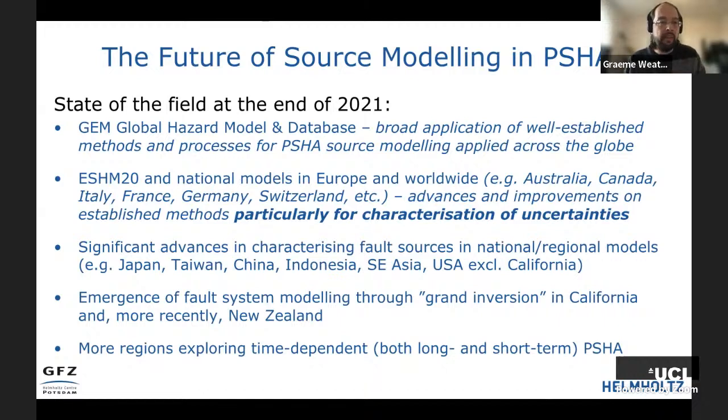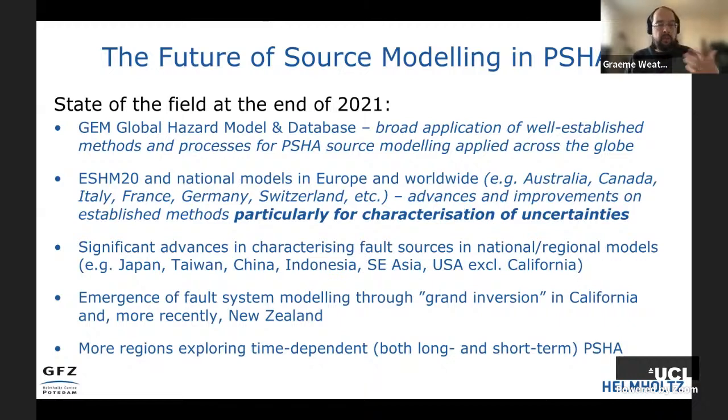So for example, we have, in 2018, the GEM global hazard model and database of PSHA models. This covers the entirety of the globe, and most of the models represent a broad application of relatively well-established methods and processes for PSHA source modeling. So this is really trying to bring a lot of the world up to a solid state of practice. And I think it's done that. It's been incredibly hard work, and they achieved that brilliantly.